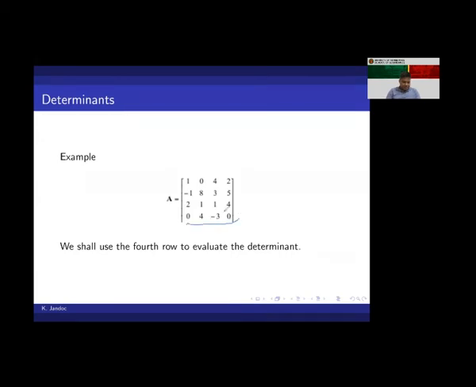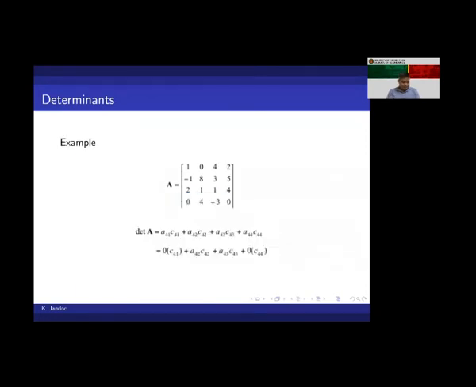Okay, so again, when you compute for the determinant, for any row or column, if you multiply each entry by its associated cofactor, you will get the common sum, and that common sum is the determinant. So for now, we'll use the fourth row. Why? Because it has zeros, so that will make it more convenient. So we only have to evaluate the cofactors associated with 4 and negative 3 over here.